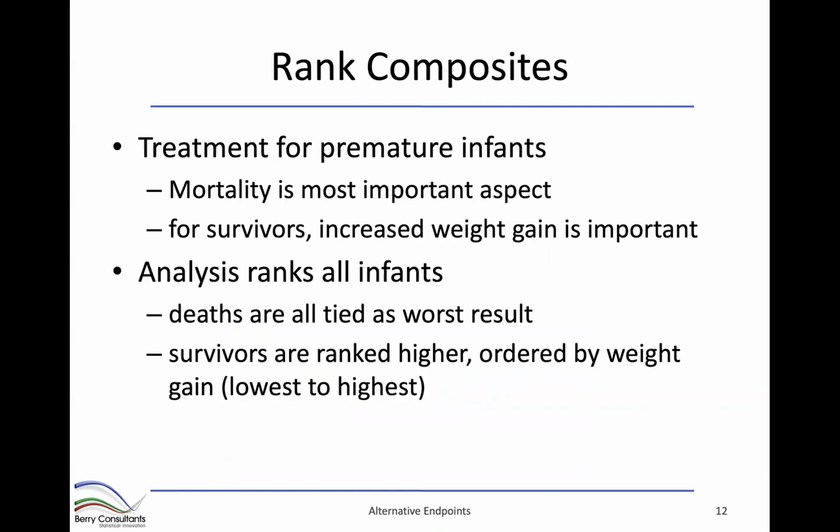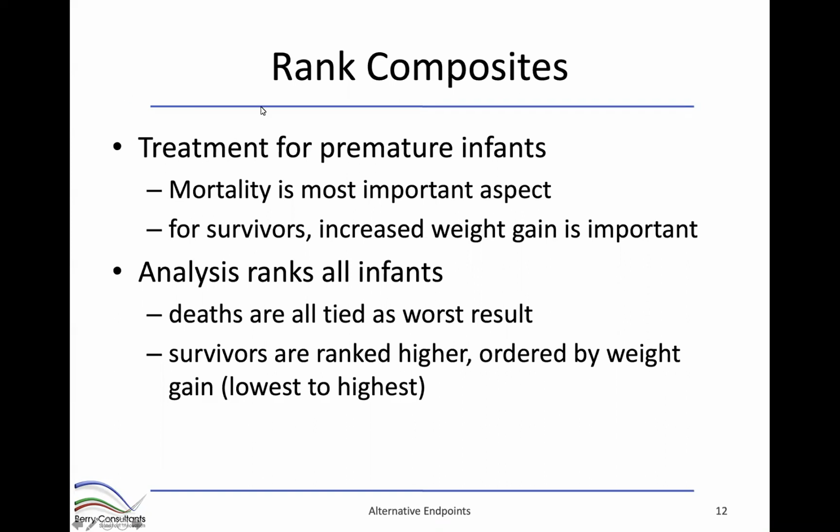So some examples of this. A rank composite endpoint is a way to try to get this extra information. An example might be some kind of treatment for premature infants. If they are very sick, mortality is certainly the most important aspect. But if you have a fairly large number of survivors, say a 15% mortality rate, for the survivors you may be able to measure that disease process, or in this case, the development process, by using something like increased weight gain, which might be important in this particular context.